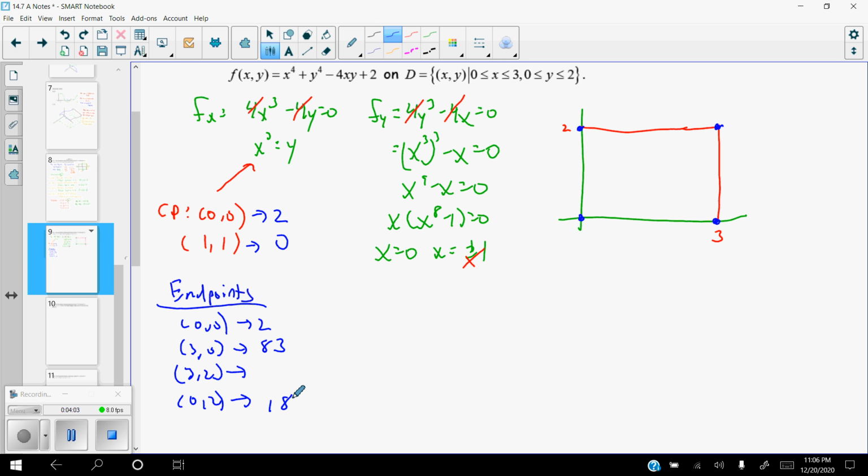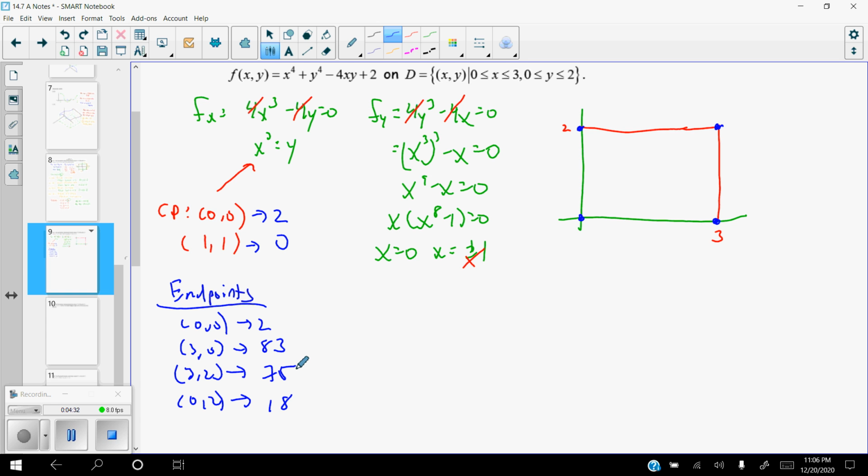And 3, 2. Let's see. If I plug in 3, I'm going to get 81. 2 for the y's is going to give me 16. So 81 and 16 is 97. Minus 4 times 3 times 2. So it's what, 12, 24. So 97 minus 24 is 73, plus 2 more is 75. So not the max, not the min.